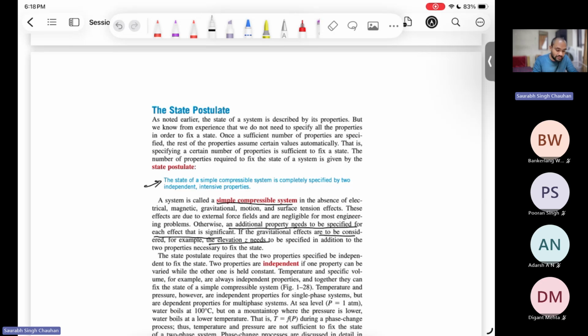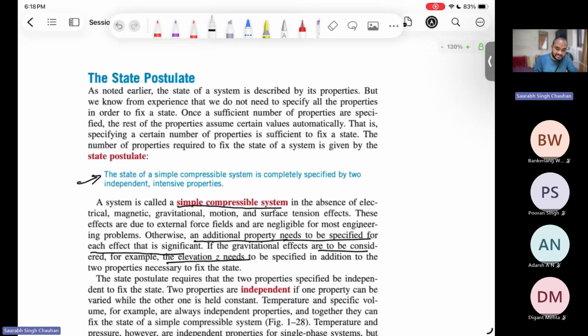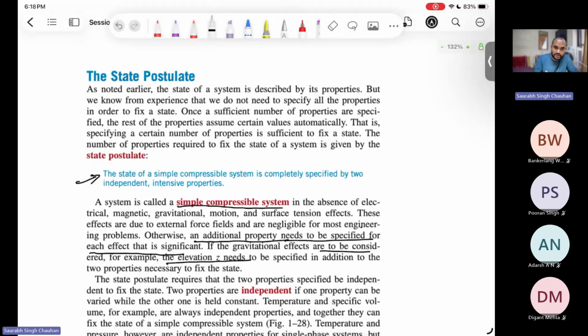Okay. So the purpose was to stress on the fact that you need only two independent properties, and the remaining properties can be calculated because they are dependent on these two independent properties. If you add any other force field, then you will need more independent properties. In the previous session, we also discussed something called Gibbs phase rule, right?